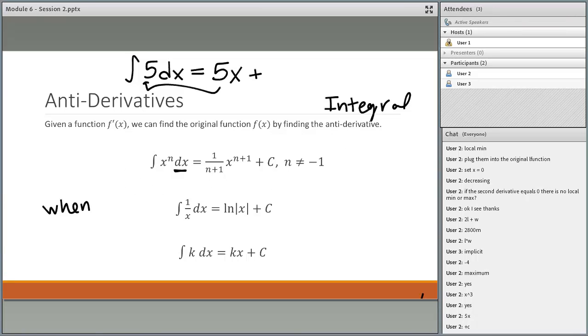So when n is -1, that's this case in the middle. It's the 1 over x function. So 1 over x to the first power. If we were to move that up to the numerator, we'd have the integral of x to the -1 dx. Thinking about derivatives, I know the answer is already here, but what do I take the derivative of to get 1 over x?